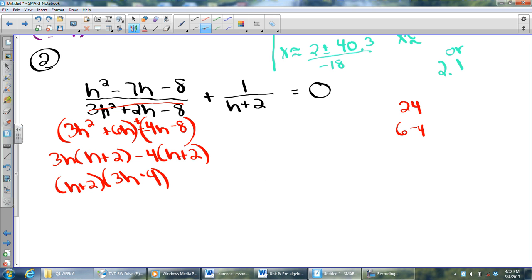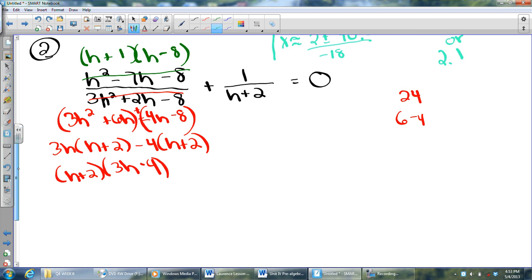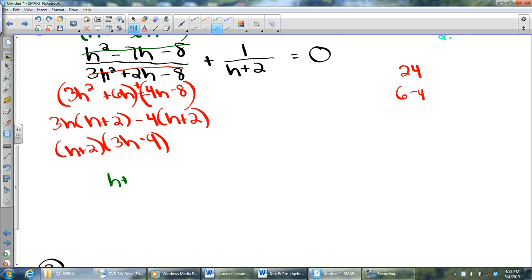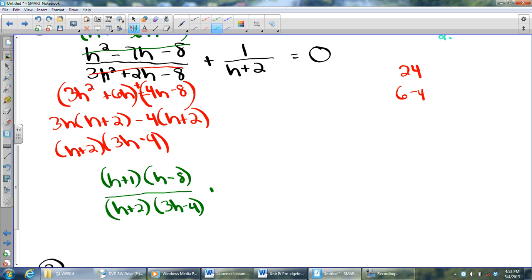But before I do that, I have to factor the numerator. Watch what's going to happen here. This one's a little easier because the coefficient on h squared is a 1. I need two factors of 8 that subtract to get negative 7. Well, it sounds like 1 and 8, so I need a plus 1 and a minus 8. Okay, that didn't really do anything. I was expecting something was going to cancel out. I guess I was wrong, but that's okay. So right now I have h plus 1 over h minus 8, over an h plus 2 and a 3h minus 4, plus 1 over h plus 2, and that equals 0.